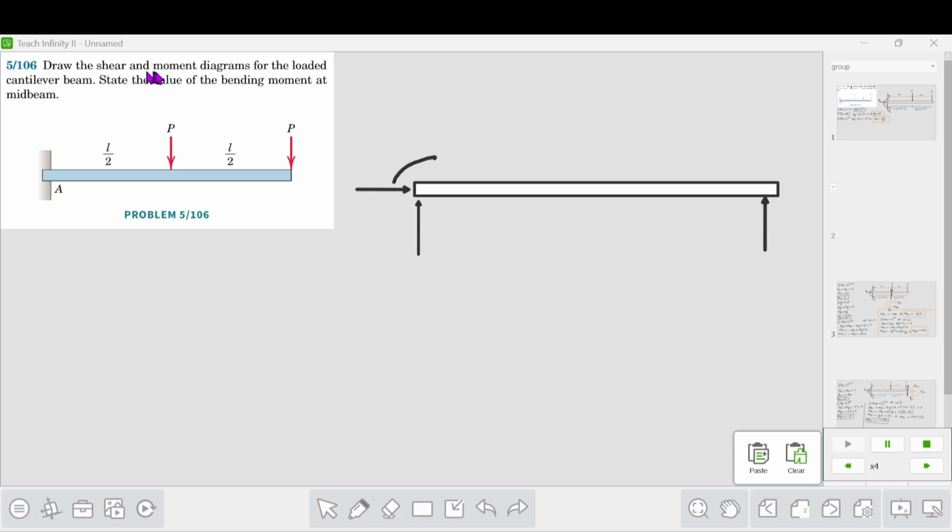Now draw a shear force and bending moment diagram of the loaded cantilever beam. State the value of the bending moment at mid. At this point we will find the bending moment. So first of all, you have to draw a free body diagram like this.